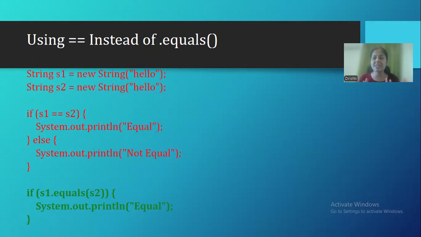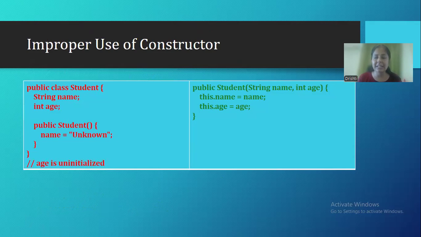These are the keywords which are predefined, so you have to use them exactly the same way as they are defined. No equal, no capital, nothing. S1 equals S2, and since in this case both these strings are equal, we'll get the output as equal. Okay, I hope the things are clear, students. Yes, moving on to the next topic.